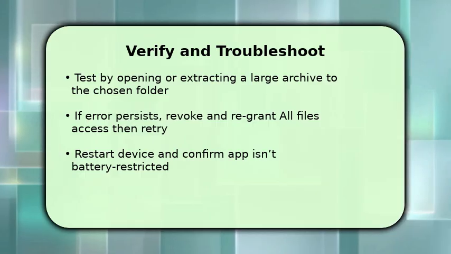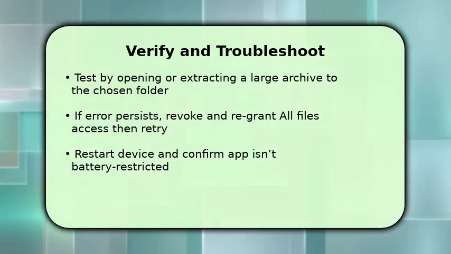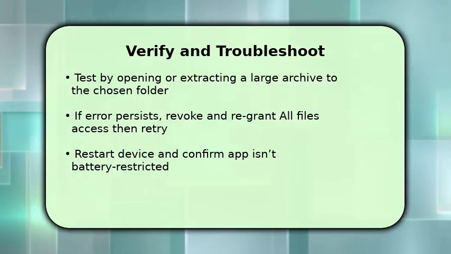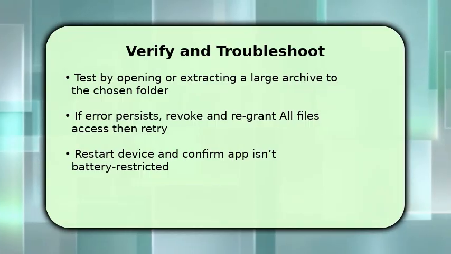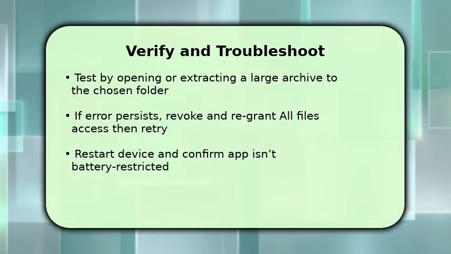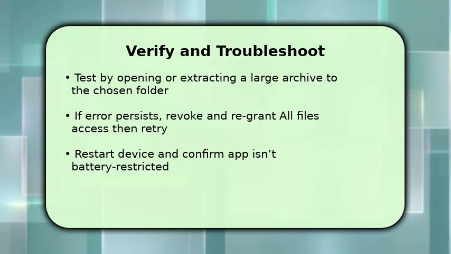If you still get access denied, go back to Settings and revoke, then regrant all files access, repeat the Storage Access Framework step, and restart the device. Also check battery or storage optimizer settings. Make sure ZArchiver is excluded so Android doesn't kill its background access.